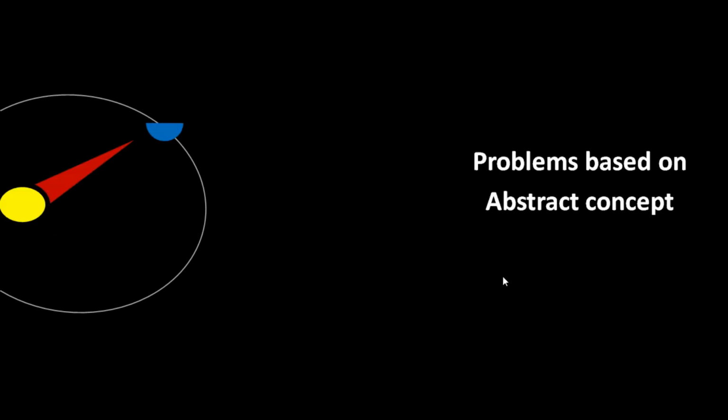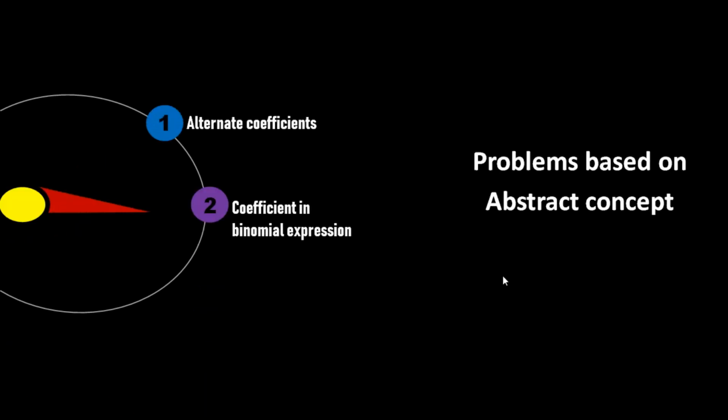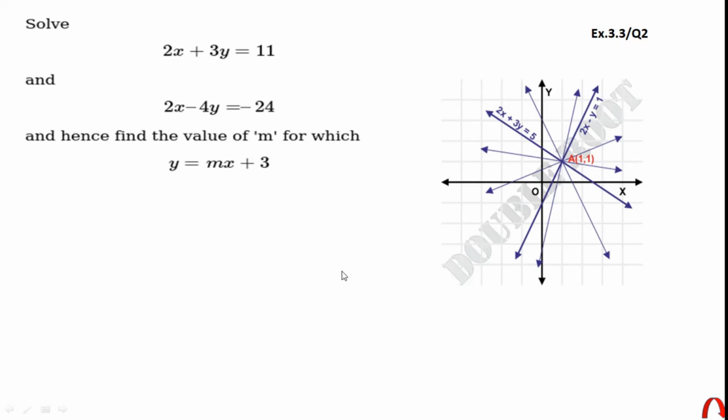So we have covered the first and the second one. We will do the third one now, which is about concurrent lines. Now, before we get on with the question, look at this diagram. We have an infinite number of lines passing through a point.